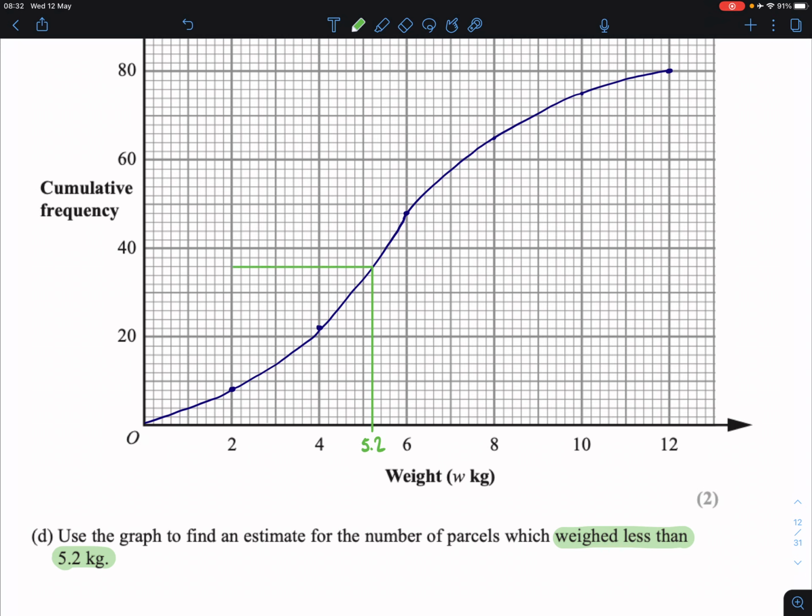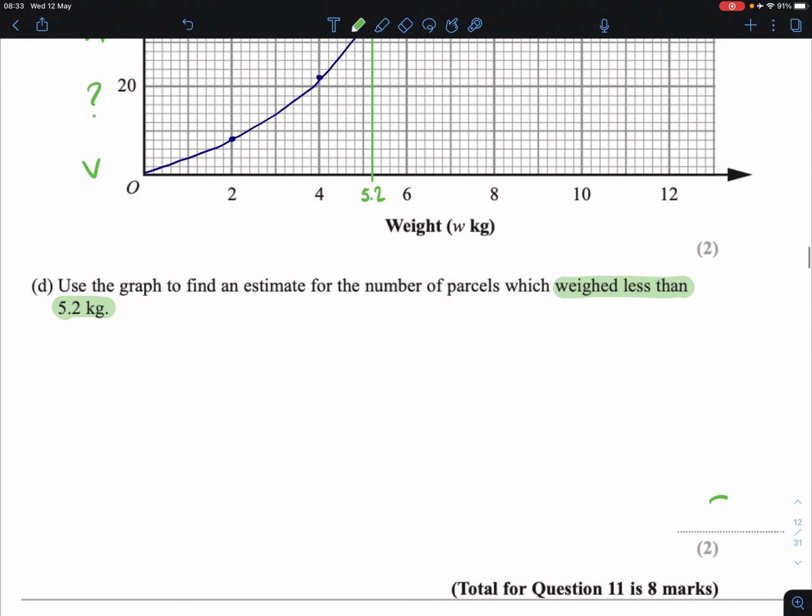Based on my graph, I'm getting this here, which using the scale is 36. Now, to make sure I answer the question correctly, how many weighed less than 5.2? So that means we're interested in the number of parcels that are less than 5.2, which means on this occasion 36 is our answer.